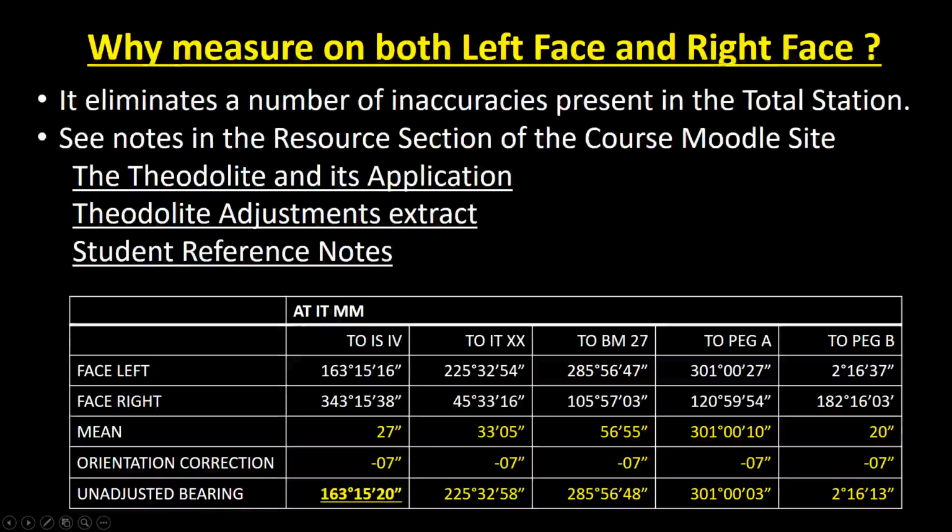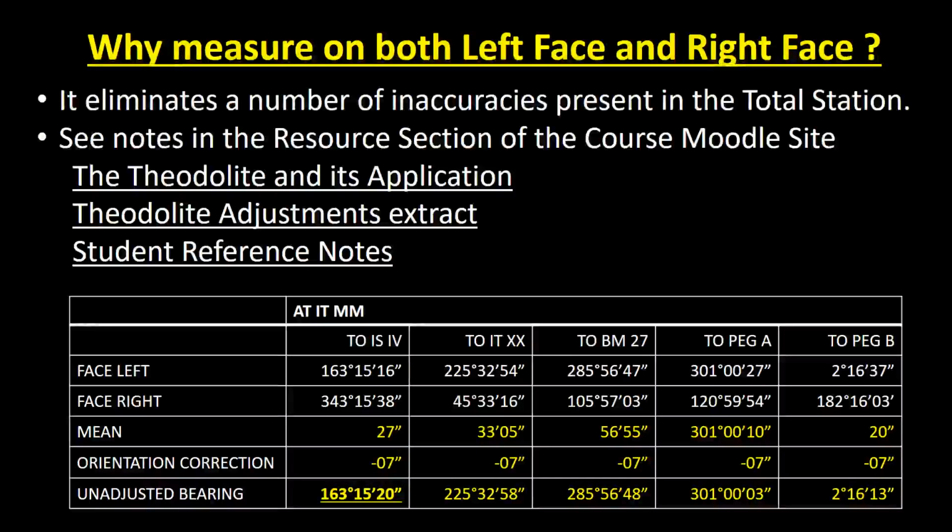Now, when we measure in our traverse, we measure on both left face and right face. Why do we do this, you might ask? Well, it eliminates a number of inaccuracies present in the total station, in the sense that if you have a slight error, you measure on left face, the error might be slightly to the left of the true position. If you flick it over onto right face, it'll be in the opposite direction or slightly right. So if you take the mean of the left face and the right face, it'll eliminate the error and get you bang on.